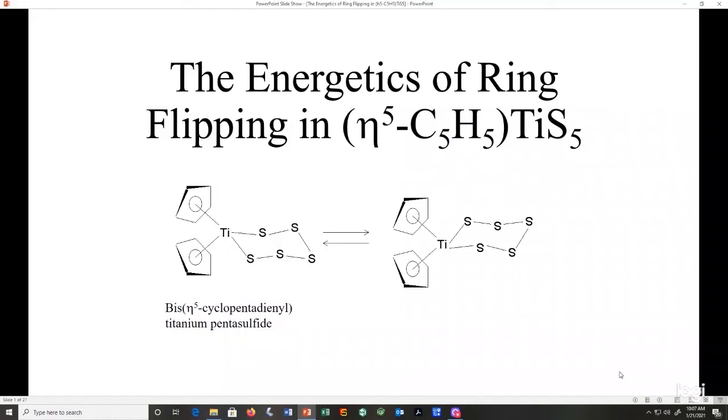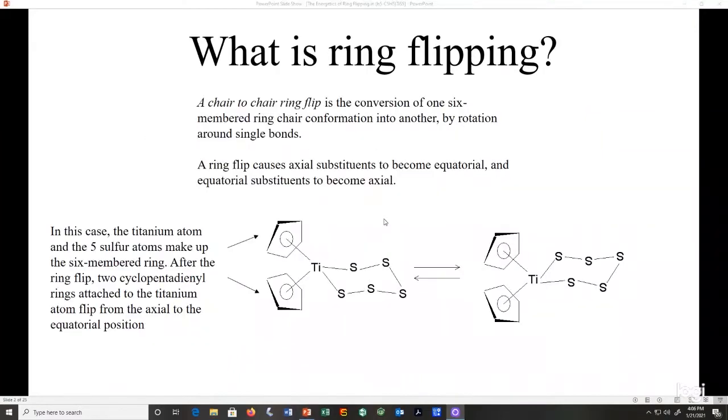This is the first video for the energetics of ring flipping in bis-cyclopentadienyl titanium pentasulfide. This video will give an introduction to our system of study and an overview of the synthesis. The second video will cover NMR analysis and how to determine the activation energy, delta G, delta H, and delta S associated with the ring flipping process.